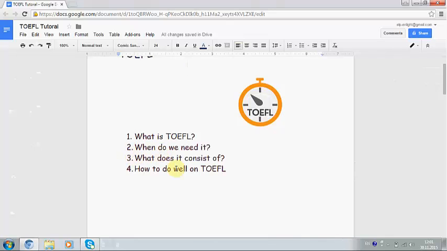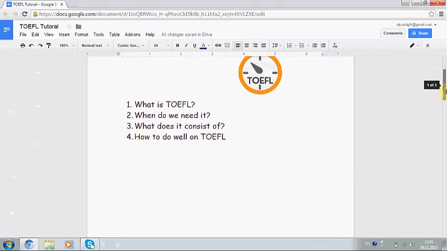Okay, and the next question would be, what does it consist of? We know that the TOEFL test is a really complex, big, long-lasting test, and we will break down the parts of it. And the last question, how to do well on this test? Well, this is probably the most important question, but we will do it in the final part of this tutorial, so you will be a little bit more prepared. Okay, so let's get started.